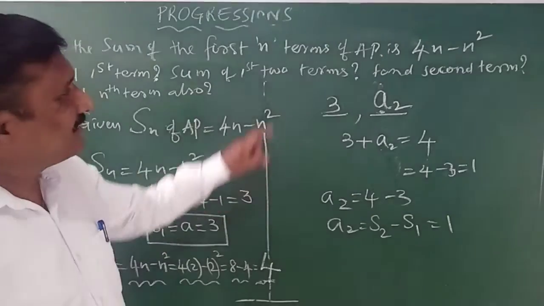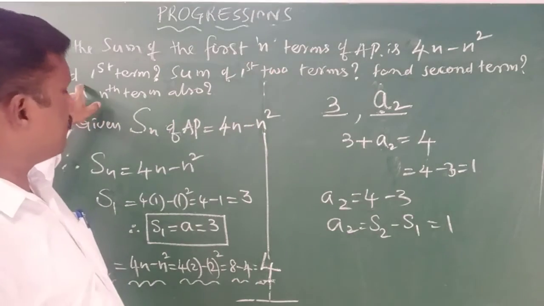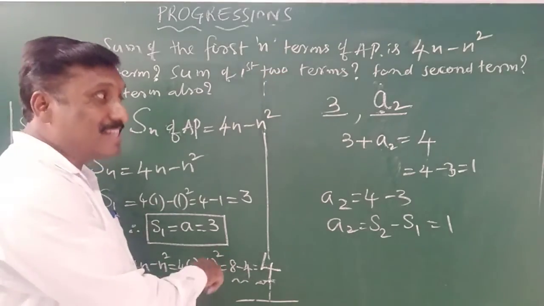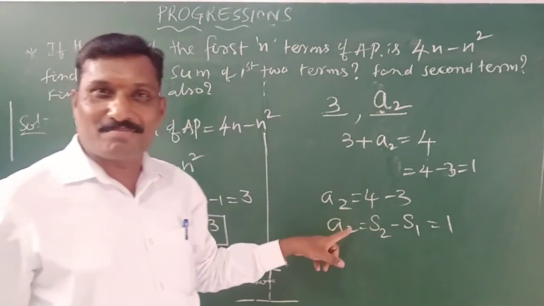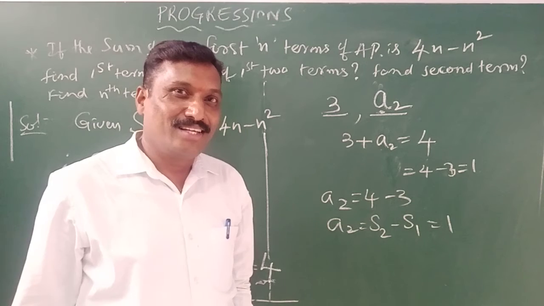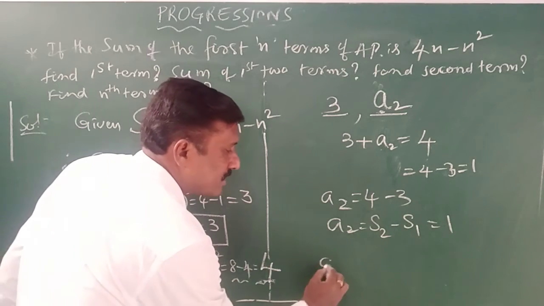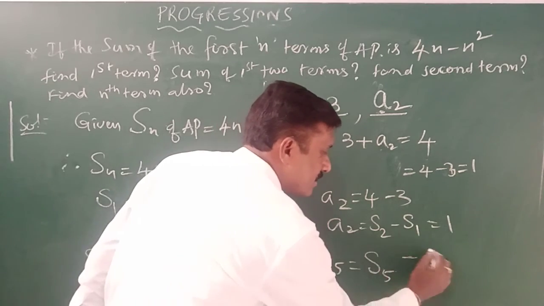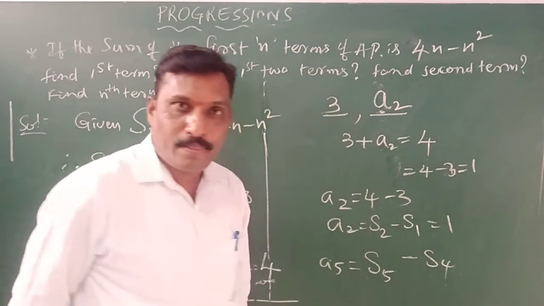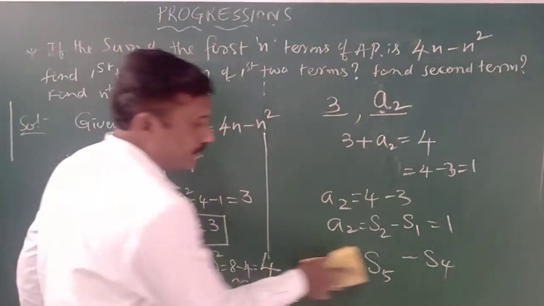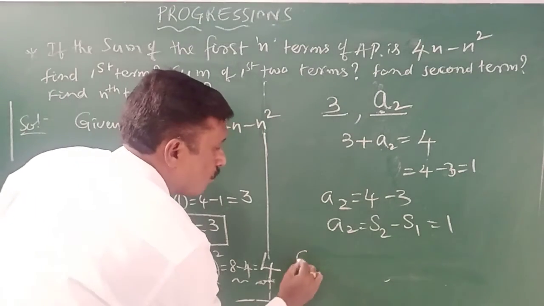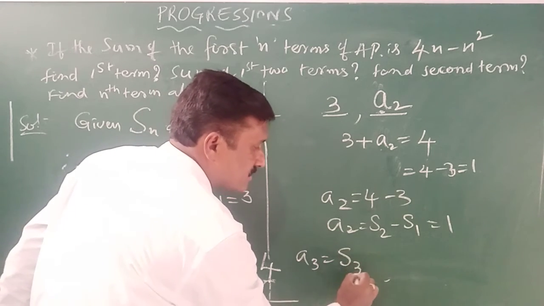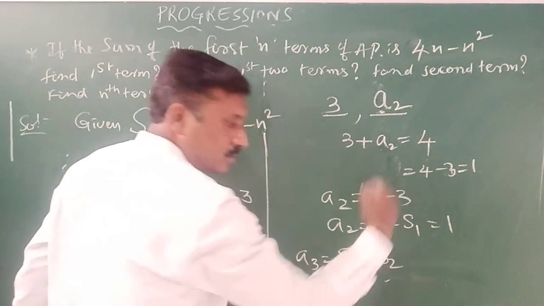Got the logic? Here, he is asking to find the first term, and find the sum of the first two terms, which you got. With this, you get the second term. So you got the principle also. If I ask what the fifth term is, can you say S5 minus S4? Instead of that, let me ask what the third term is. As per the principle, we can say the sum of the three terms minus the sum of the two terms.